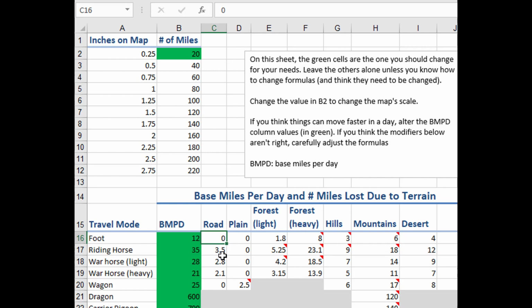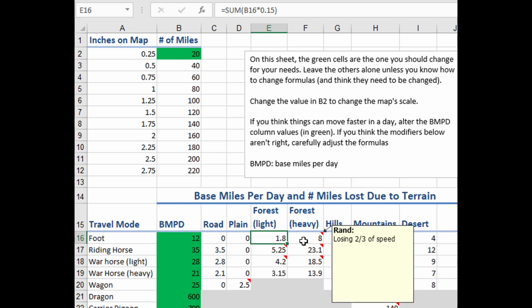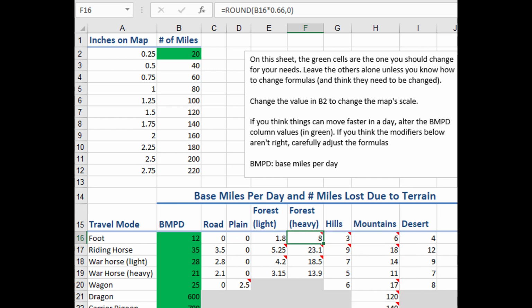Some of the other calculations, while we're on here, they're going to take base miles per day, and they're going to subtract the modifier for planes. Or it's going to take base miles per day and subtract the modifier for forest light or forest heavy. So for example, in forest heavy, instead of it being 12, it's going to be 12 minus 8, which is going to be 4. That's what this is doing.